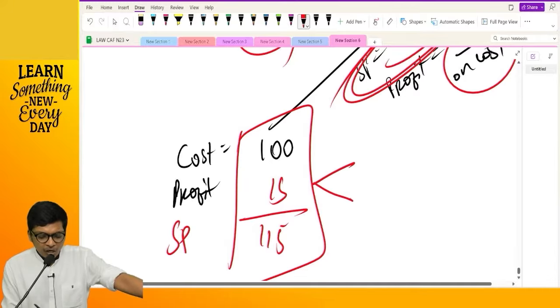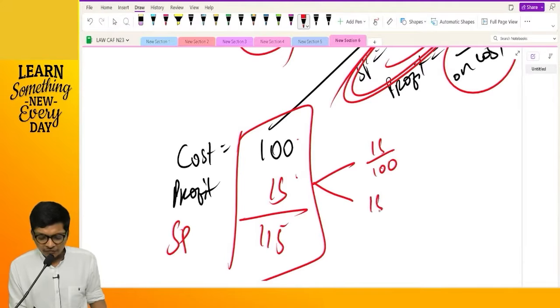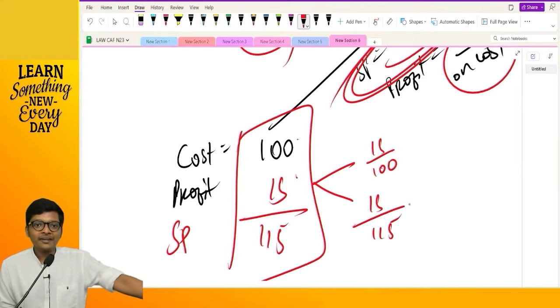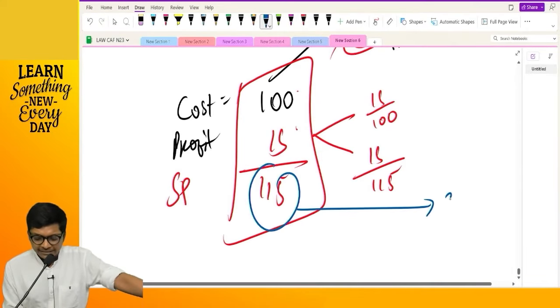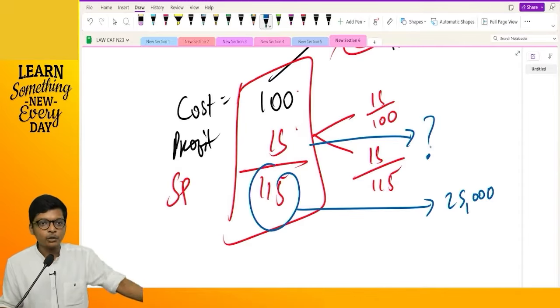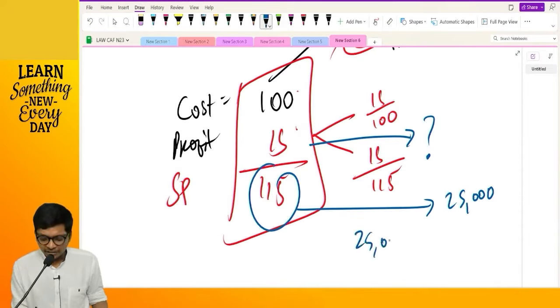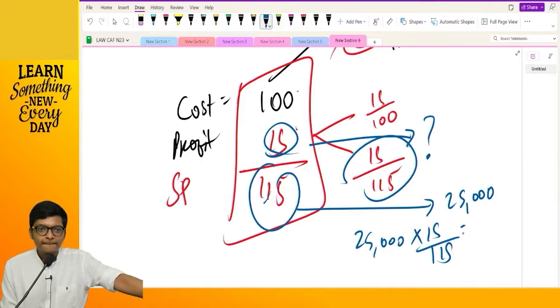Now can I write my profit equation like this? Look at this. Profit is 15 by 115 of the selling price. Or in other words, if my selling price is 25,000, what is my profit? Cross multiplication can we do, guys? So it will be 25,000 into 15 by 115. What I just found out. How much is the profit?